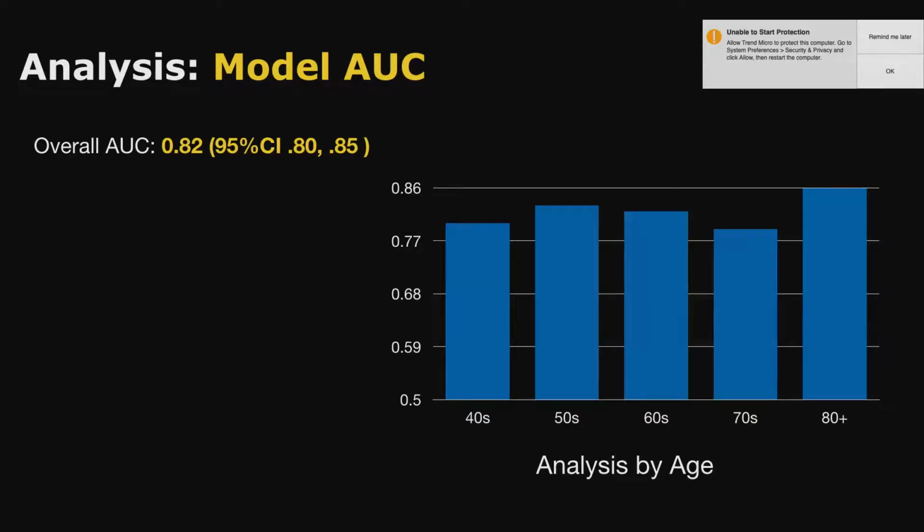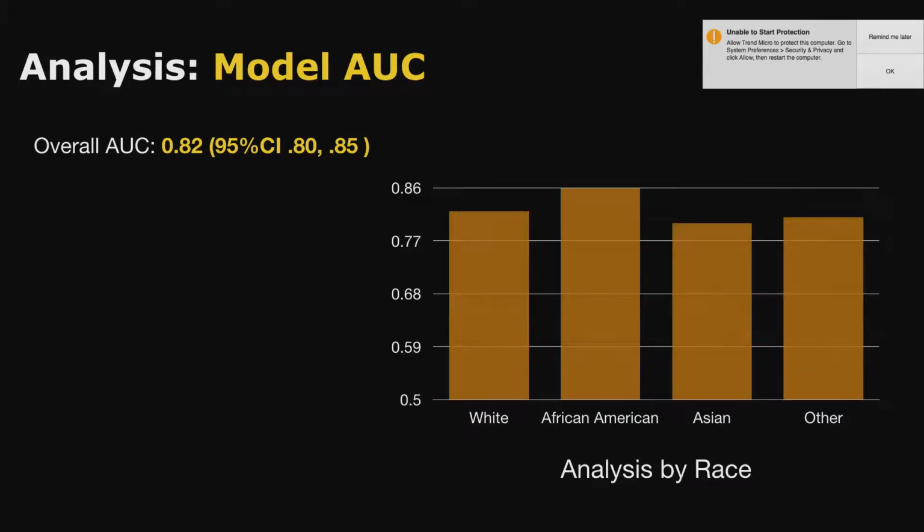So our overall AUC here was 82, with a confidence interval from 80 to 85. When we did our analysis by age, we found that the performance was pretty similar across every age group. What's not shown here is the confidence intervals, but the core takeaway is that there was no noticeable gap by age group.